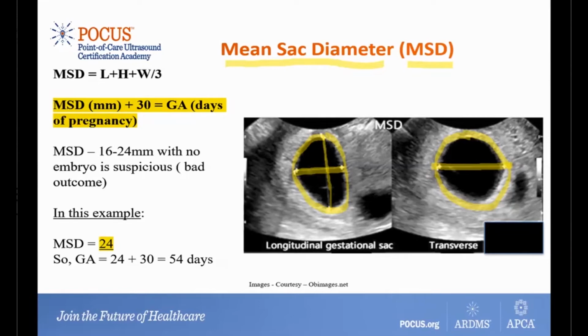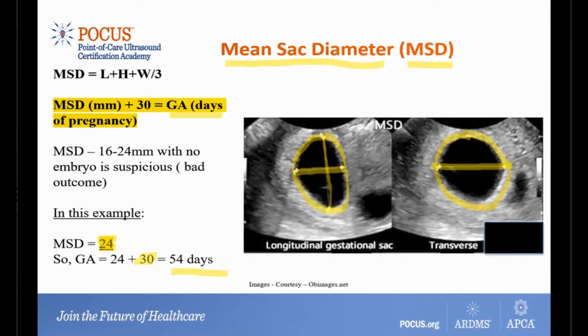Interestingly enough, if you get the mean sac diameter, you can add 30 to that as a constant, and that would give us the gestational age in days. In this particular example, the mean sac diameter was 24. So the gestational age is equal to 24 plus 30, which is a constant, and that's 54 days.